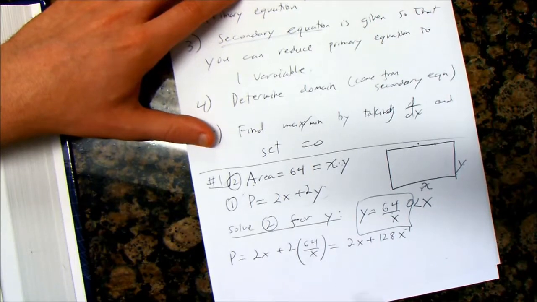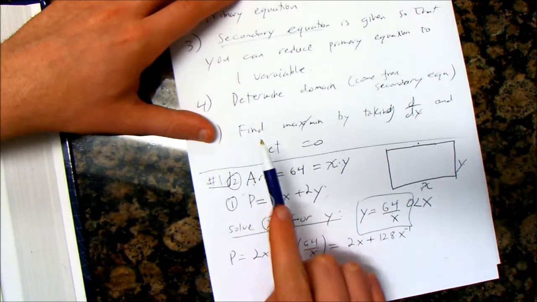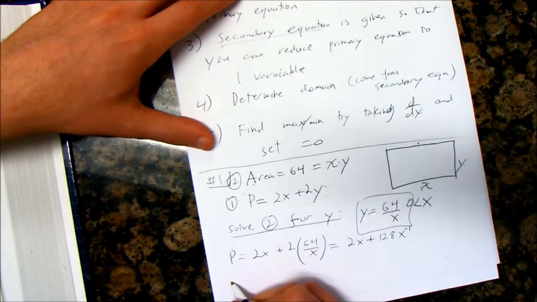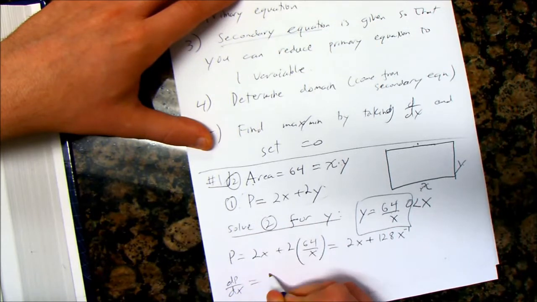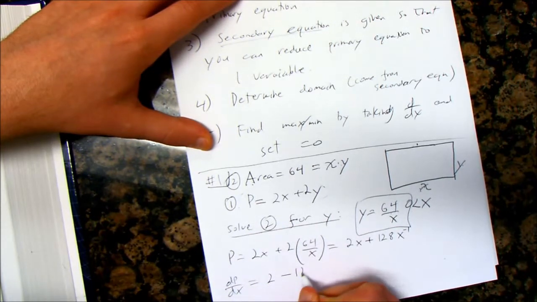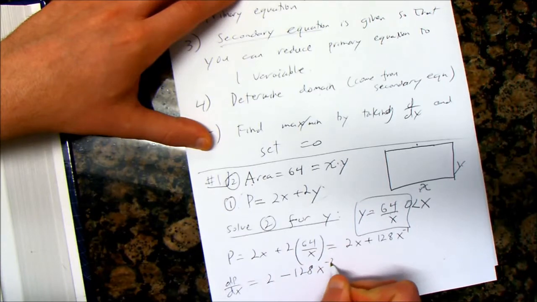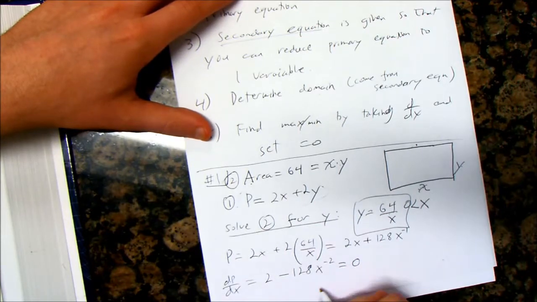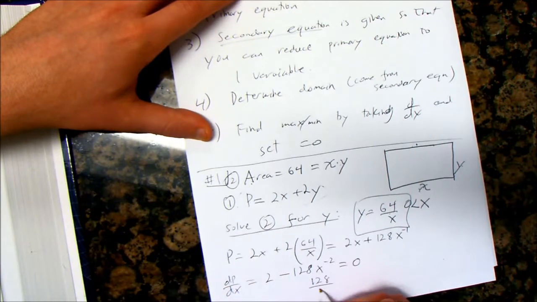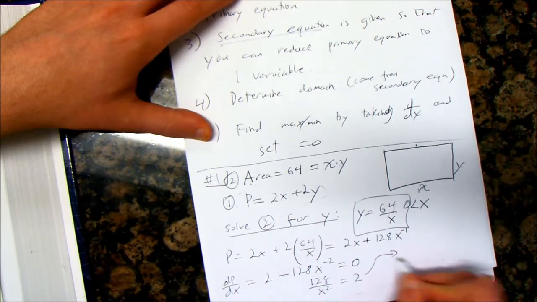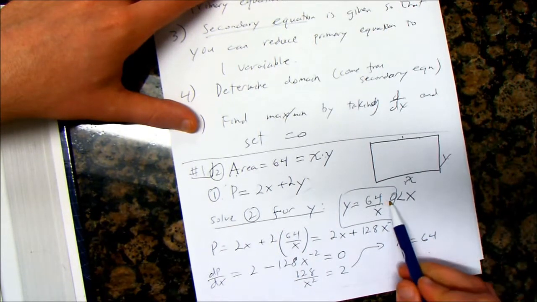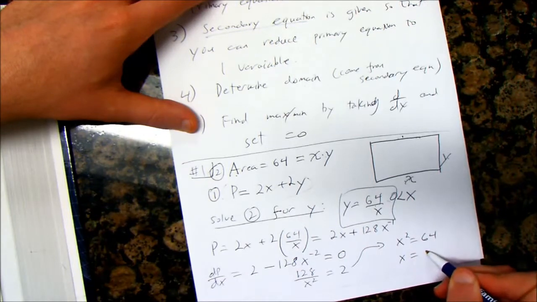Now, we determine our domain, and we're finding max and min. So how do we do it? This is our primary. So dP/dx is going to be 2 minus 128x to the negative 2, set that equal to 0. Okay? Alright, so move the 2 over, and we get 128 over x squared is equal to 2. Then x squared is equal to 64, and because we already said that x cannot be 0, x is equal to 8.